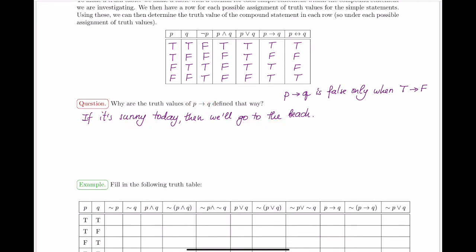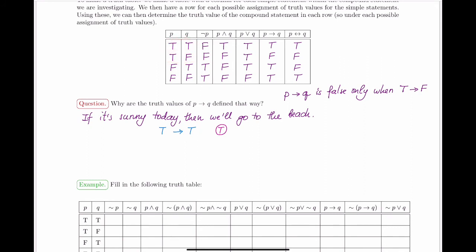We're going to go through this promise and this example and see how the four different values for P and Q affect the truthness of the entire statement. So suppose it is sunny today and we went to the beach. That means that we started with the truth, it was sunny, and we went to the beach. That means that I kept my promise. If it's sunny today, I actually committed to going to the beach, and we went to the beach. So this corresponds to the truth value for the entire statement. Okay, this is our first row in the table.